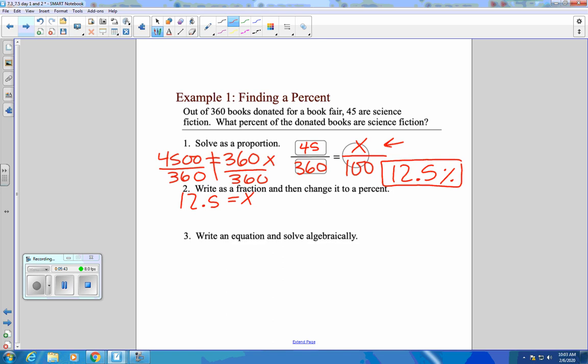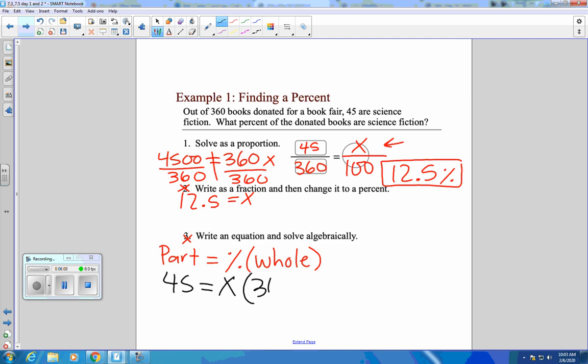We're going to skip these next two, but I do want to practice writing this in the percent equation. So that is part equals percent times whole. So our part, we said, was 45. Our percent, we don't know, that's our x. And our whole number is 360. So then from there, we divide both by 360.